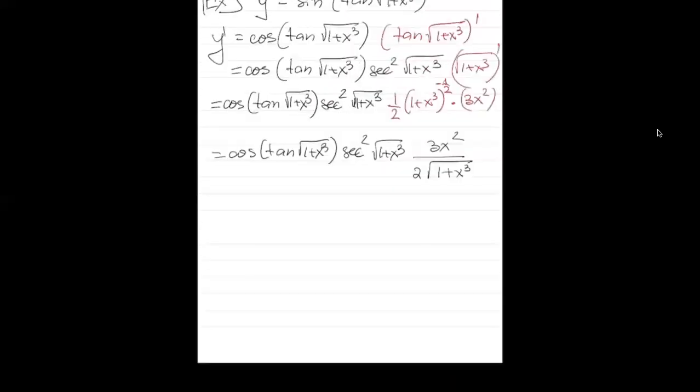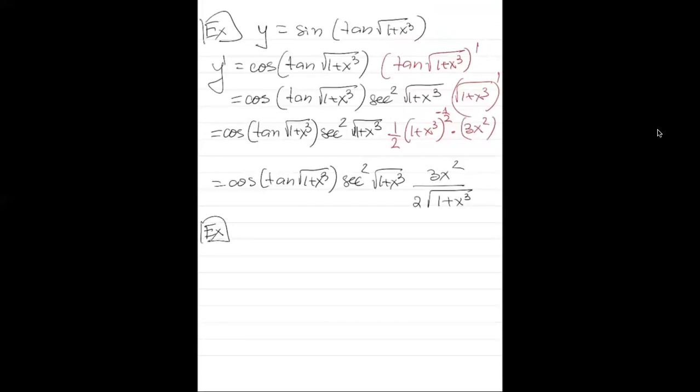Another example. Find the equation of the tangent line, and equate the tangent line to the curve at pi over 6, 1, and the equation is 2x plus 1.